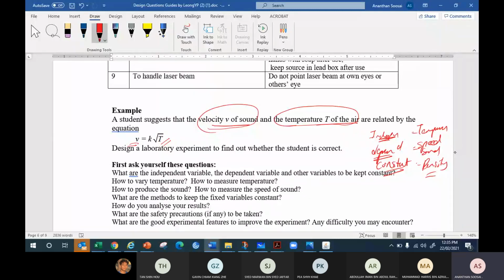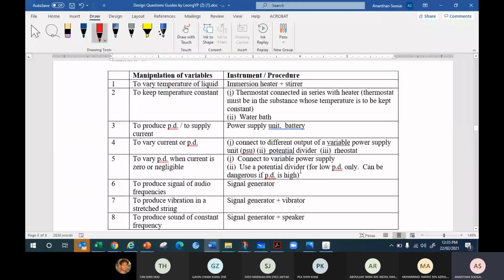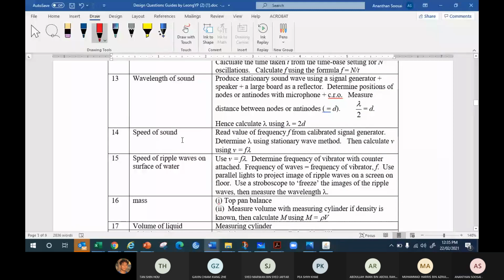How do you measure the temperature? Use, of course, a thermometer, mercury in glass, or a thermocouple can be used. How do you measure the speed of sound? You can measure the speed of sound by using the stationary wave method. Scroll up. Go up here. Speed of sound. See speed of sound: read the value of frequency from the calibrated signal generator, determine the wavelength by the stationary wave method, and calculate V using f lambda.